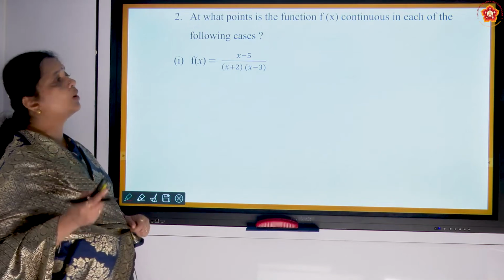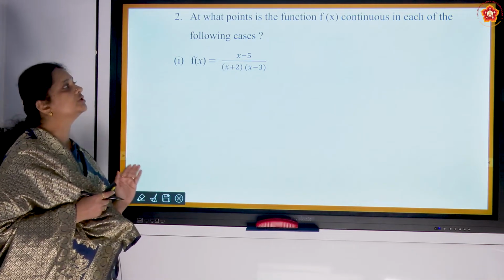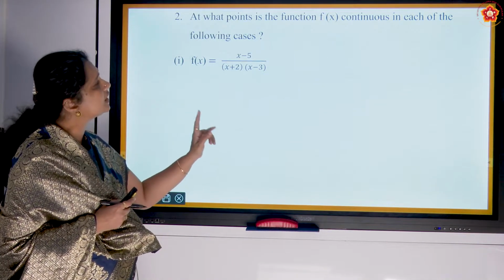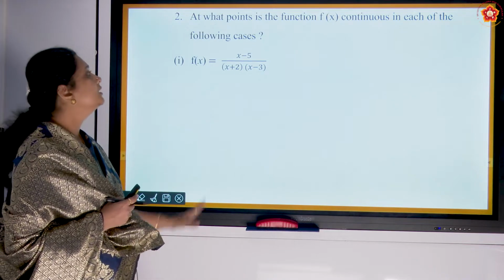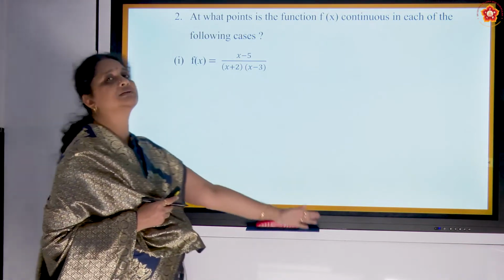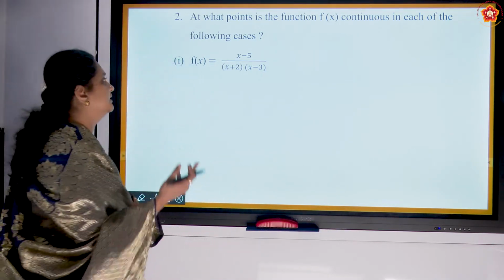So now let's move on to the next function and we can observe whether this function is going to be continuous or not. Now, at what points is the function continuous in each of the following cases? So, there is a function that is given. We need to say where all it is continuous. So, it means that it is discontinuous somewhere. Let's first study the function and see.